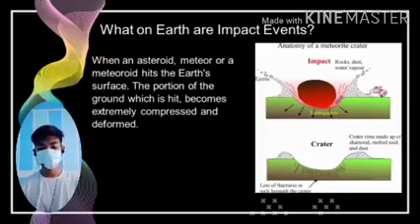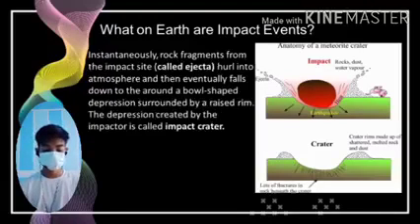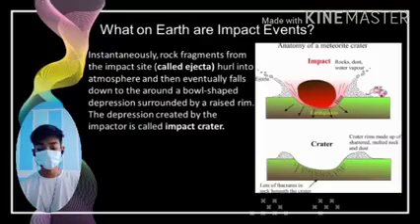But what on earth are impact events? When an asteroid, meteor, or meteorite hits the Earth's surface, the portion of the ground which is hit becomes extremely compressed and deformed, as shown in the figure. Instantaneously, rock fragments from the impact site, which are called ejecta, hurl into the atmosphere and eventually fall down to a round bowl-shaped depression surrounded by a raised rim. The depression created by the impactor is called an impact crater.